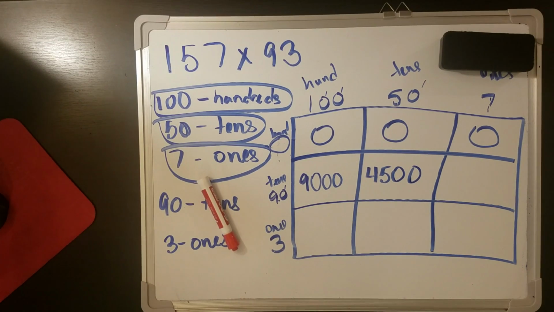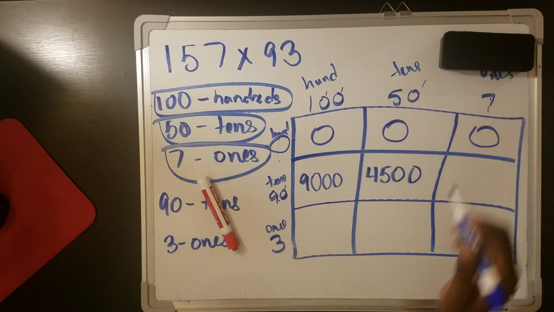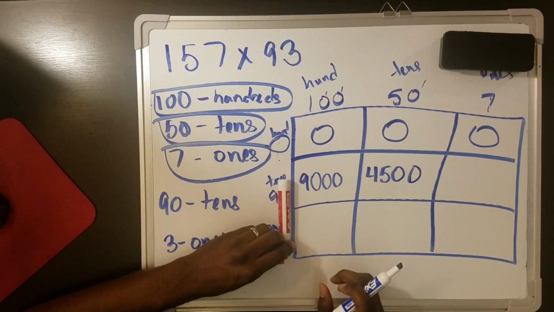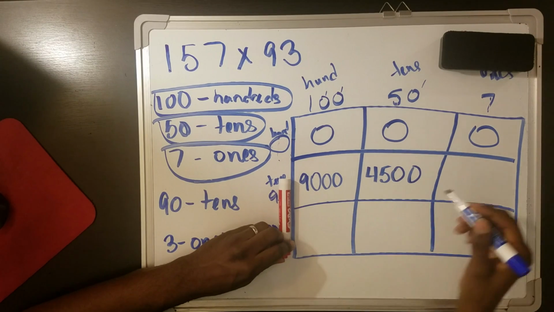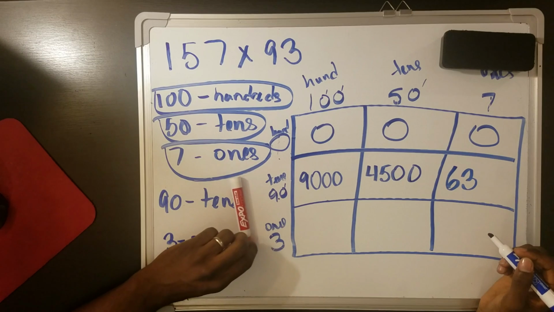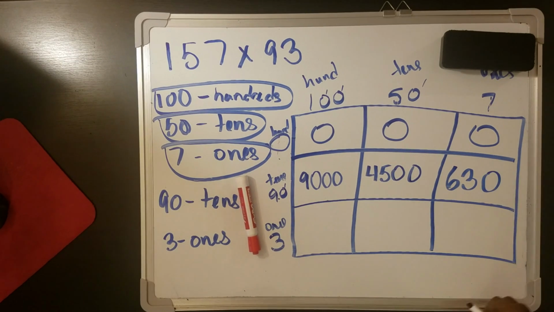Perfect. Now we have 90 times 7. So once again, we're going to hide the 0. 7 times 9. And then we brought back 1 zero. Great job.